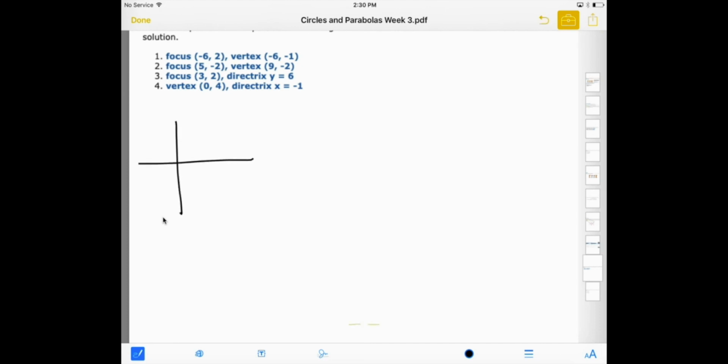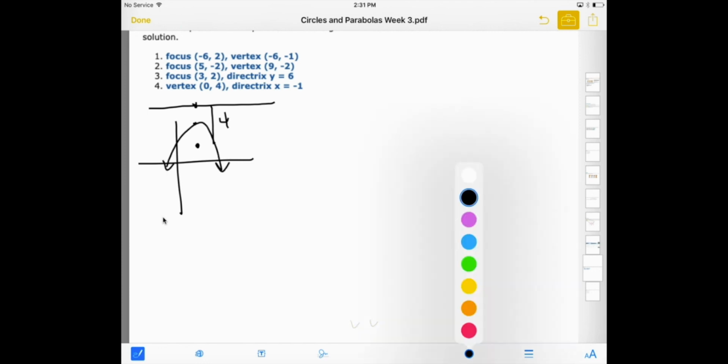Alright, so for number 3, I'm going to draw that out again. So I have my focus at (3, 2) approximately, and my directrix, which is at y = 6. So you want to be careful about how you draw this. It's not at x = 6, but it's going to be at y = 6 up top. Now, based on some of our characteristics, I do know that the vertex is immediately in between the focus and the directrix. So the distance from the focus to the directrix is 4 because you're going from 2 to 6, so that's going to be a distance of 4.